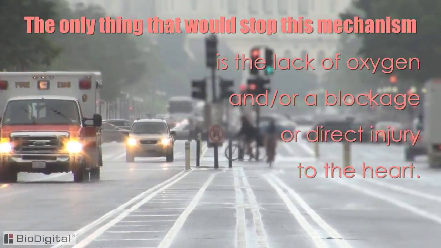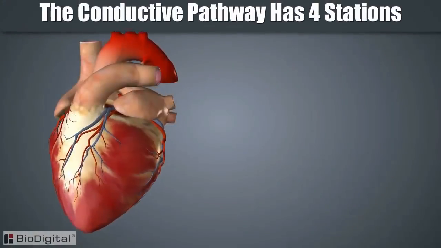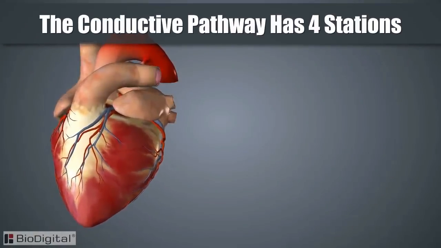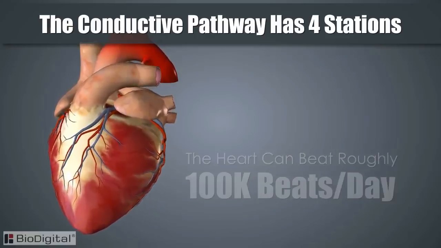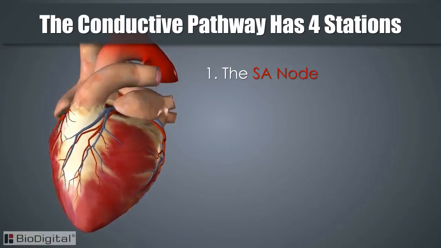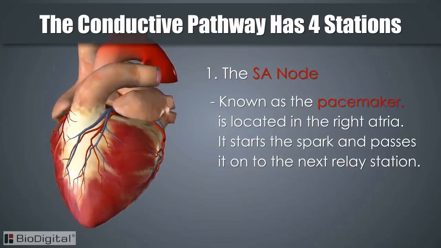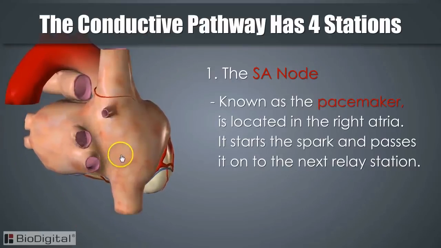The conductive pathway within the heart has 4 main stations through which it sends its electrical impulses in order for the heart to keep beating, which is roughly 100,000 times a day. The first conductive pathway is the SA node. The SA node, known as the pacemaker, is located in the right atria. It starts the spark and passes it on to the next relay station.